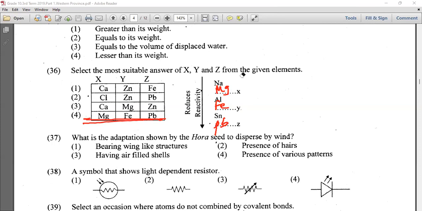So not in the order. This is not in the order. After sodium, magnesium, but it was aluminium. So before iron, you have many, right? So you have a different order, but calcium cannot be here after sodium. Likewise, you have to go on, right?